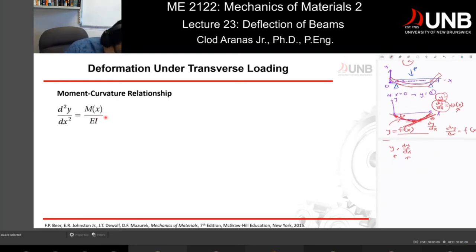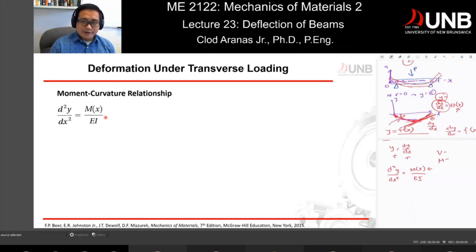So we have a general equation which relates the second order differential equation with M sub x divided by EI. And what do we mean by M as a function of x right here? Now, remember a beam. Whenever I see a beam, at least for me, when I did my undergrad, I imagine I should draw a shear and bending moment. That's the first thing I can think about. That's the most basic thing. I have to draw my shear and bending moment diagram. Now, what is M sub x?